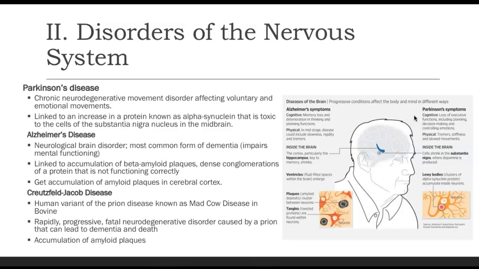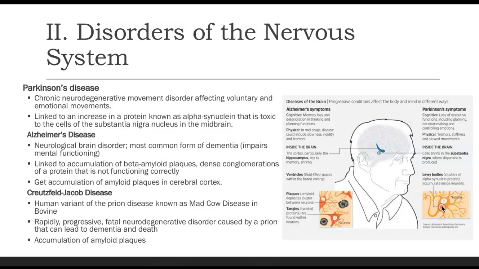And then inside the brain, that substantia nigra has these special neurotransmitters known as dopamine, and we start to lose that dopamine production there. And then if we are looking inside of our neuron here, we have these Lewy bodies that are clusters of those alpha-synuclein proteins that start to accumulate there.